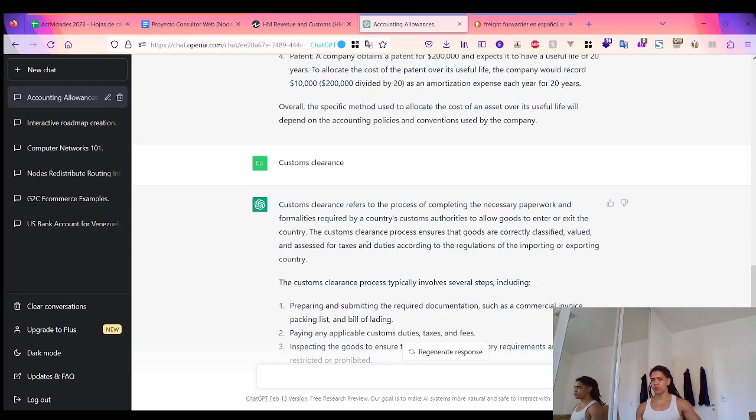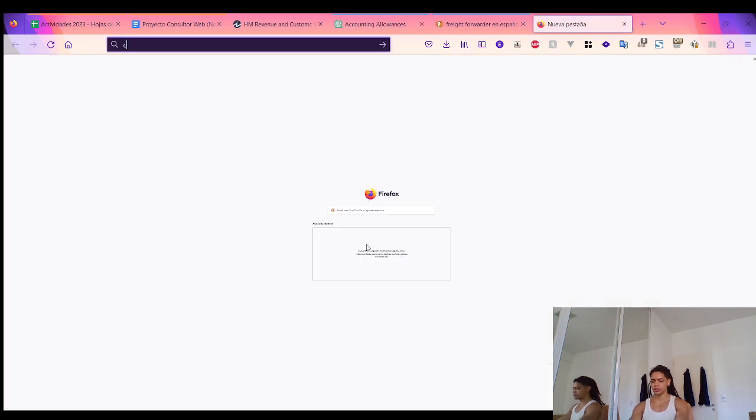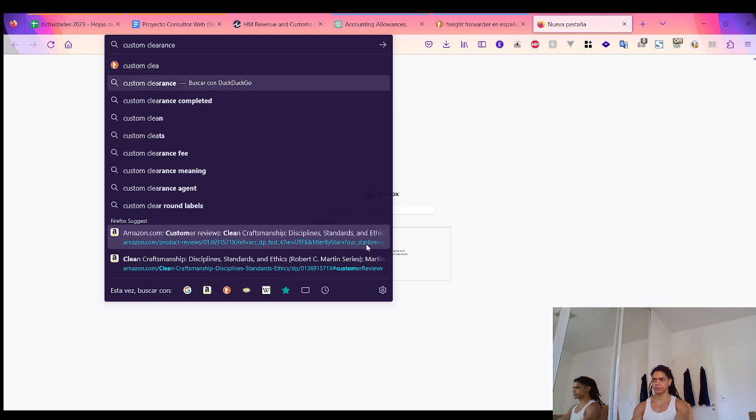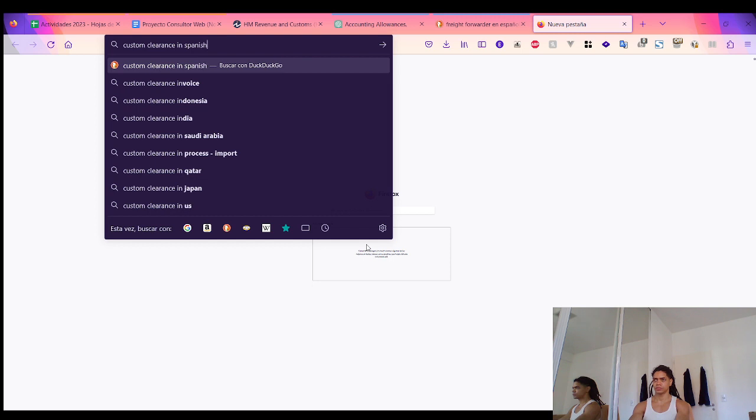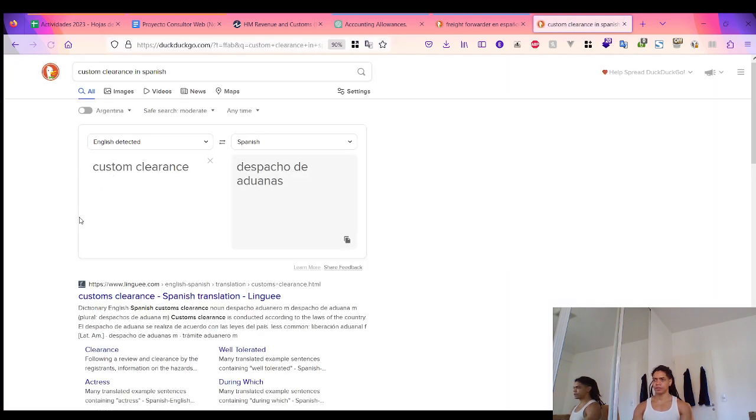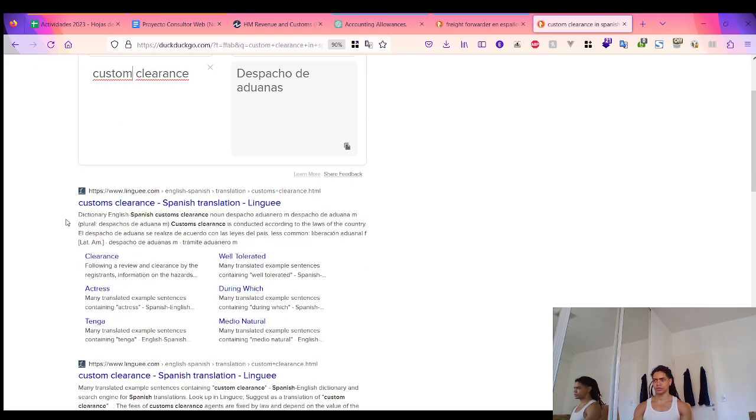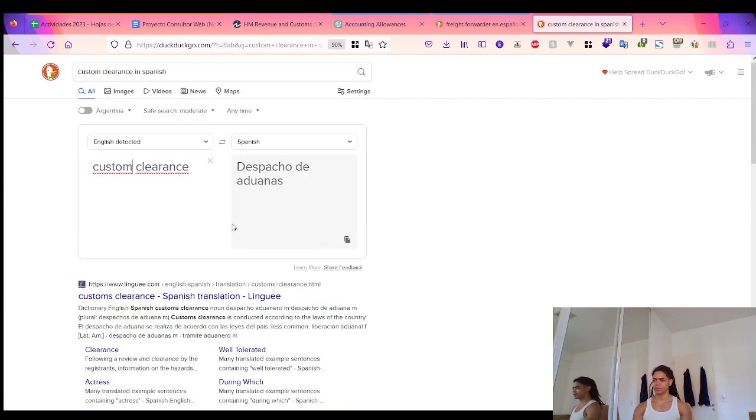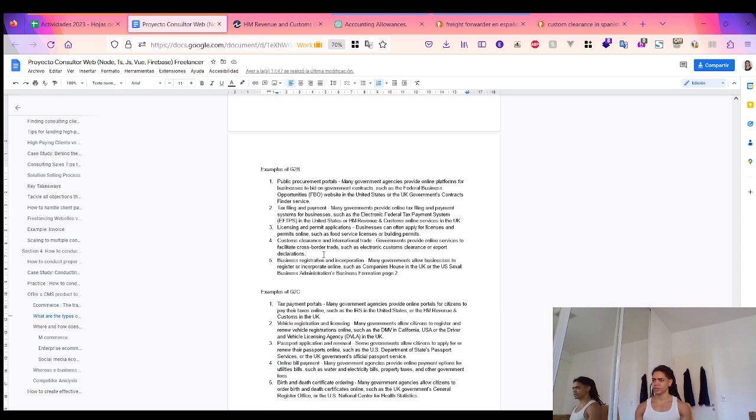So in other words, una aduana in Spanish. So customs clearance in Spanish, exactly: despacho de aduanas. Customs clearance. Okay, interesting. Very, very interesting.